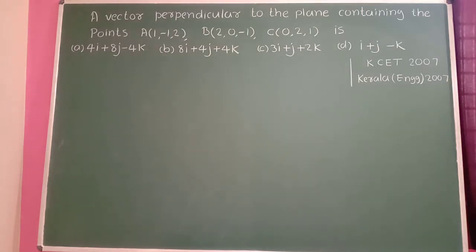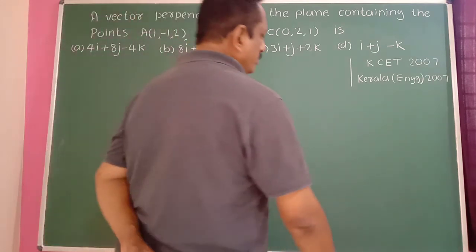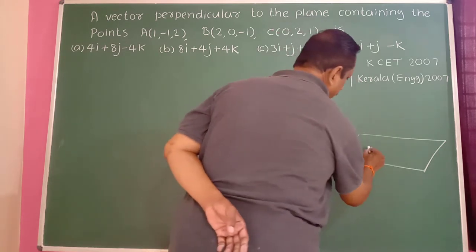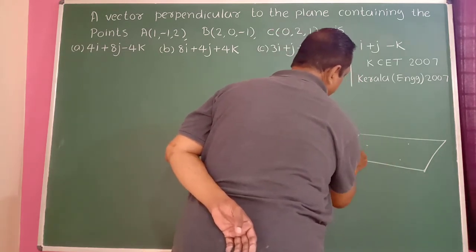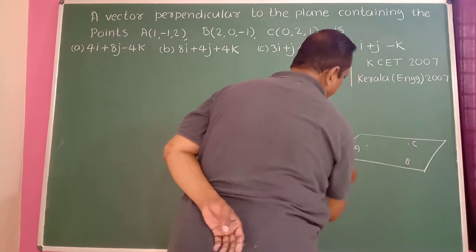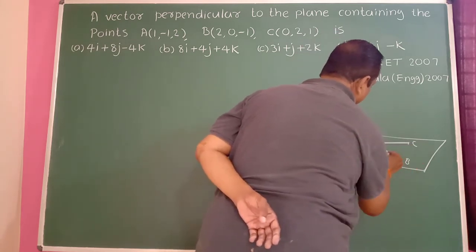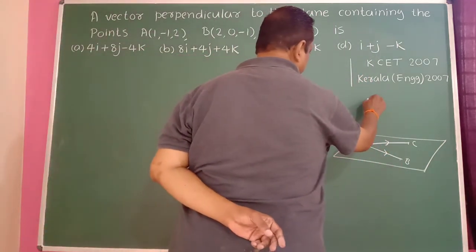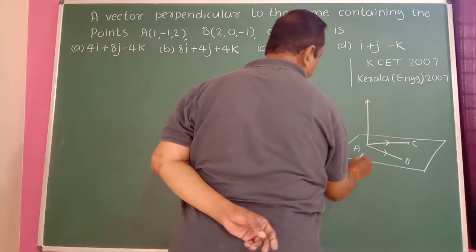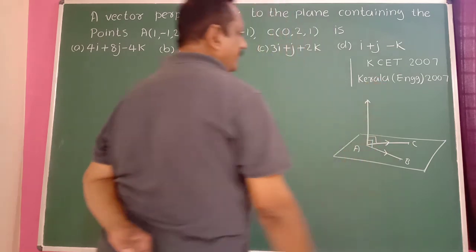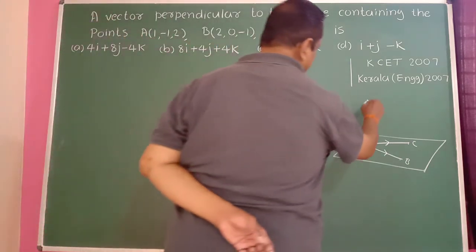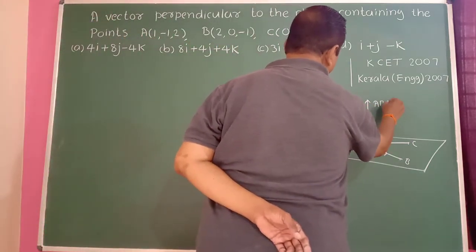Now, a vector perpendicular to the plane containing the points A, B and C. You know that suppose this is a plane. Then 3 points are there. Take these points as A, B and C. Then the vectors AB and AC. We want a vector perpendicular to the plane, which means a vector perpendicular to both AB as well as AC. Here this vector is given by AB cross AC.